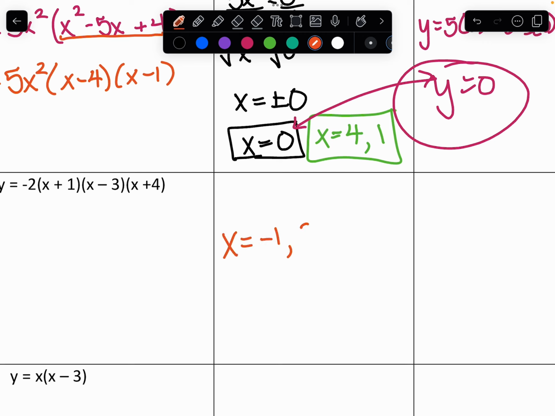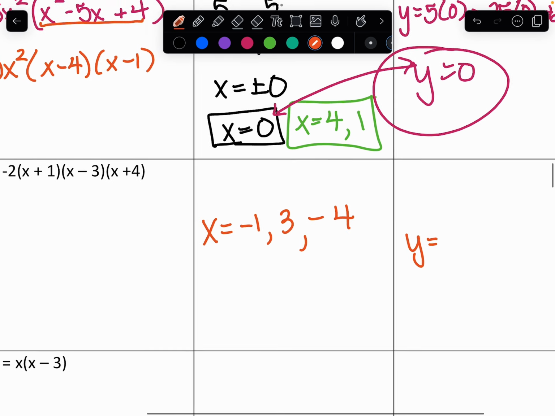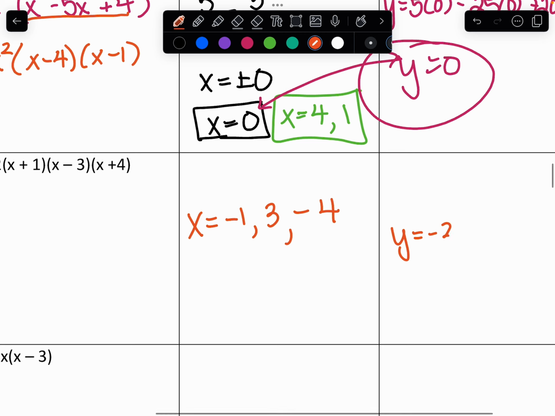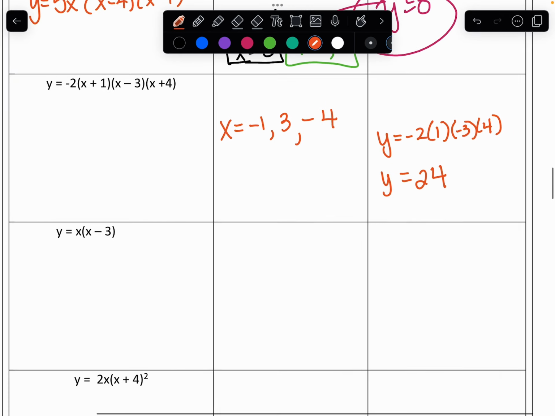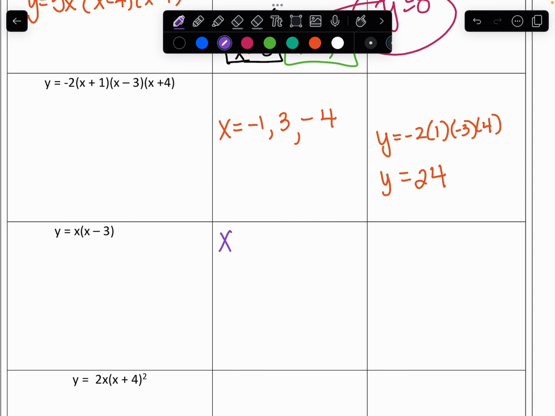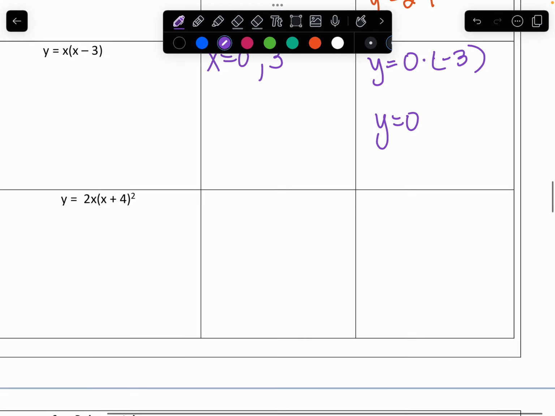So x would equal -1, 3, and -4. And our y-intercept, the shortcut, if you start to see it, is you just multiply all the numbers that are showing up. So -2 times 1 times -3 times 4 would give us y equals +24. Our next one, x equals 0 and +3. And so because of that 0, what happens is we have 0 times -3. Anything times 0 is 0.